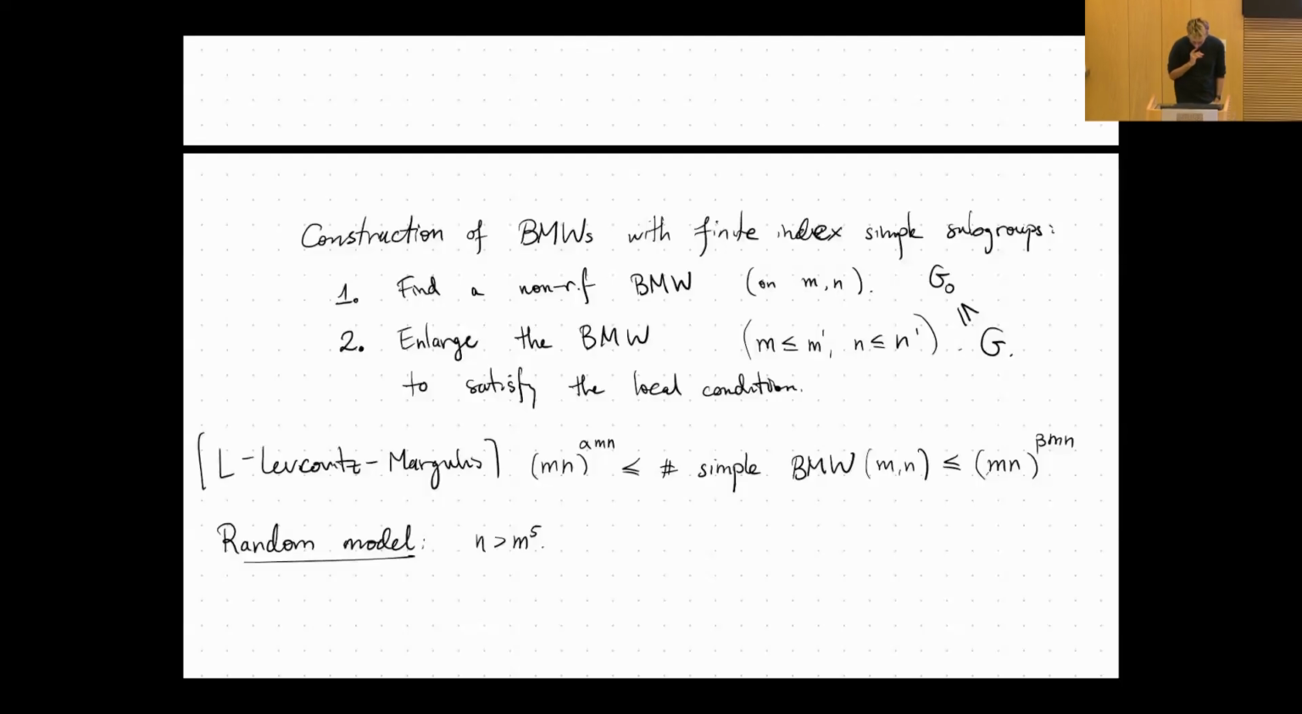Maybe I'm lying. The BMWs are never simple. They only have a finite index subgroup which is simple. Yeah. Okay. So they are virtually, I'll say virtually simple. Okay. So just meaning having a finite index subgroup which is simple. And in fact, you can even control the size of this finite index and show that in many of those examples, the index is 4. Okay.